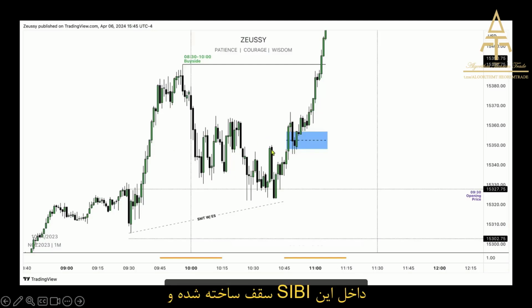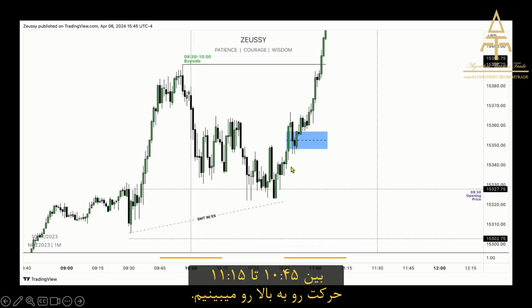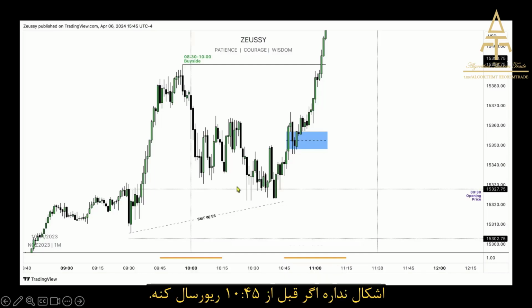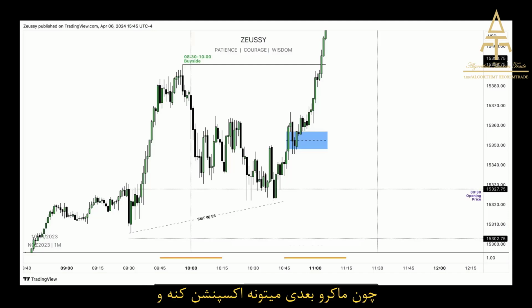Notice in what that high formed. Inside of the CB, boom, long, during 10:45 to 11:15. Reversal was in before 10:45. That's not a problem. Why? Because 10:45 to 11:15 can also function as an expansion macro, where we anticipate price to retrace and then expand higher.